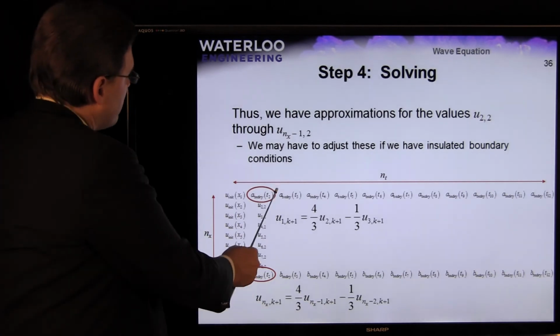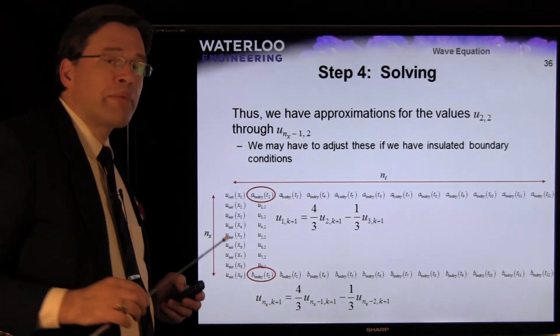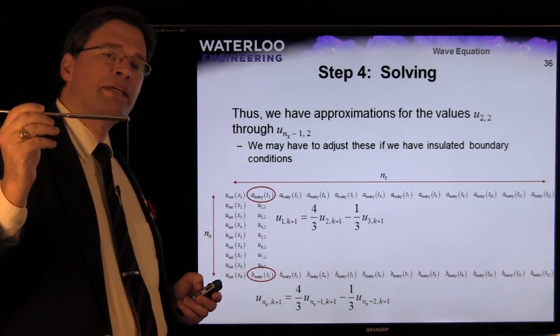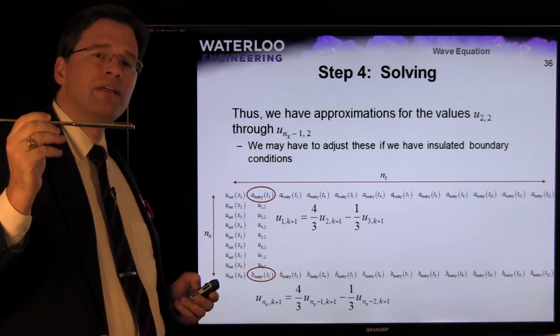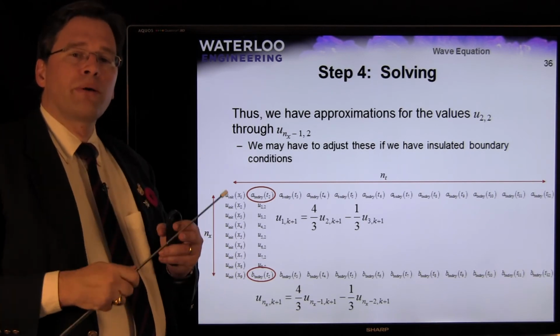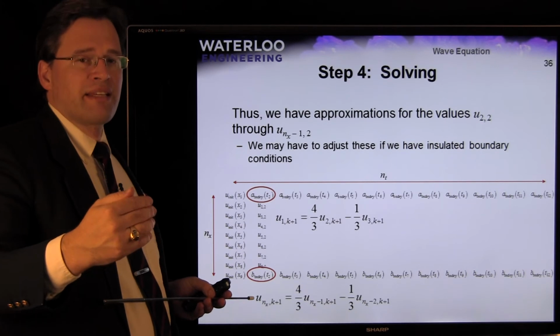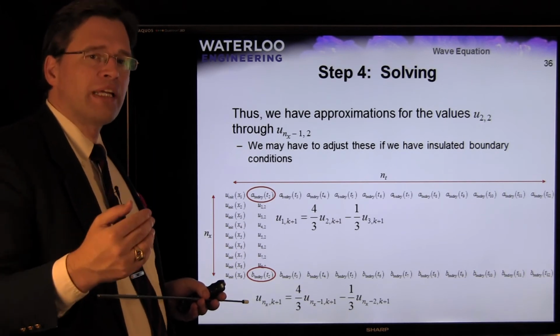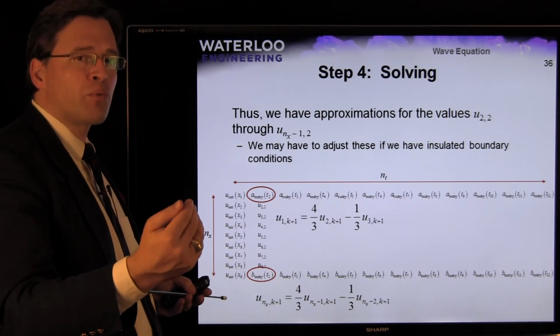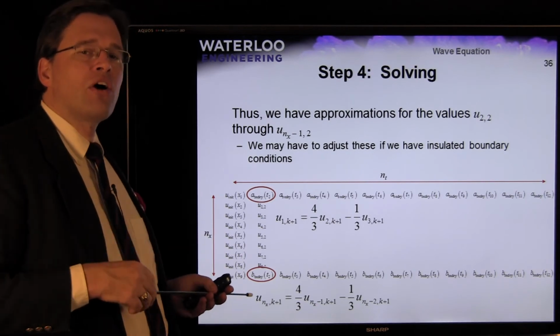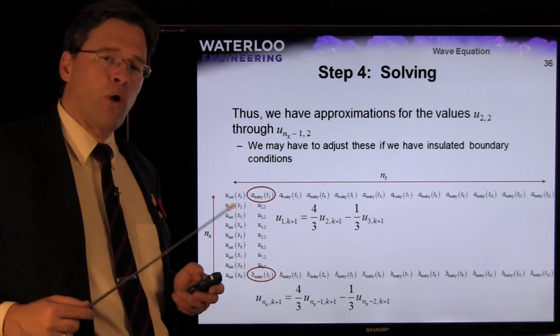So how do we get an approximation? Remember that an insulated boundary condition says that the derivative with respect to space at that time is equal to 0. If you're approaching an insulated wall, you do not expect the temperature to jump up or down the closer and closer you get to the wall. You expect the temperature to essentially remain constant, very close to an insulated wall.